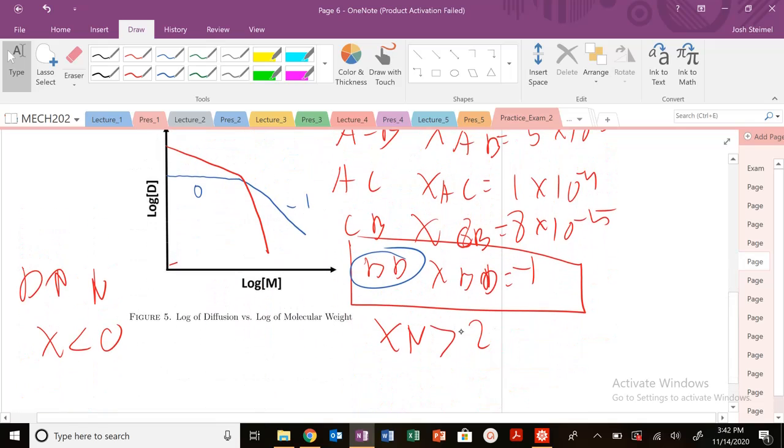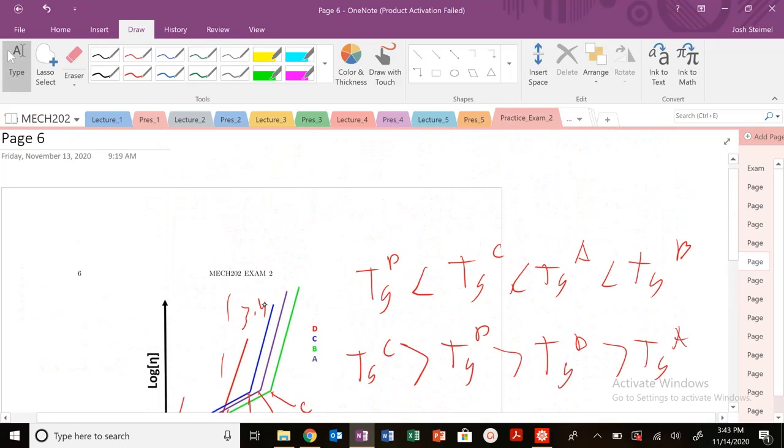So again, as long as we don't cross this value here, then we know that there's going to be some interdiffusion. But once we reach or go past this critical threshold, we know that diffusion is going to drop to 0. Excellent. So that's pretty much it for this problem.